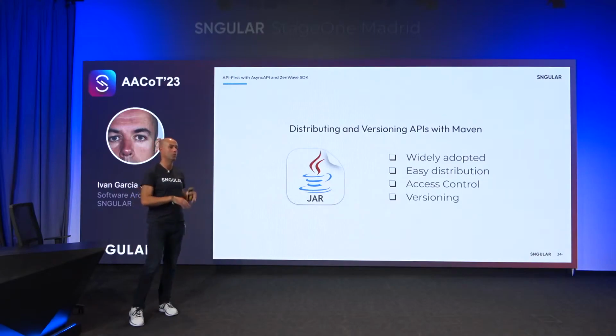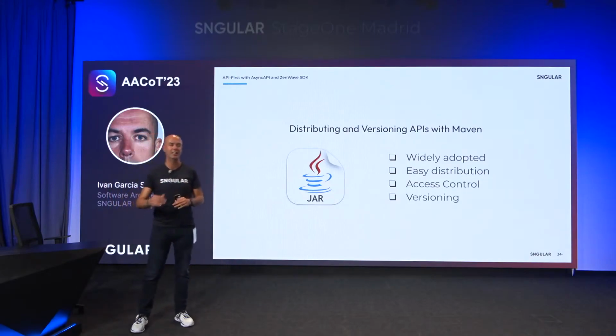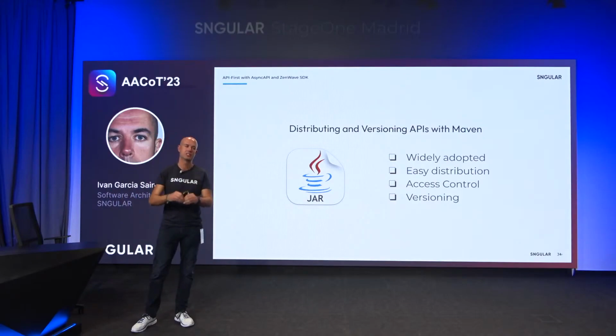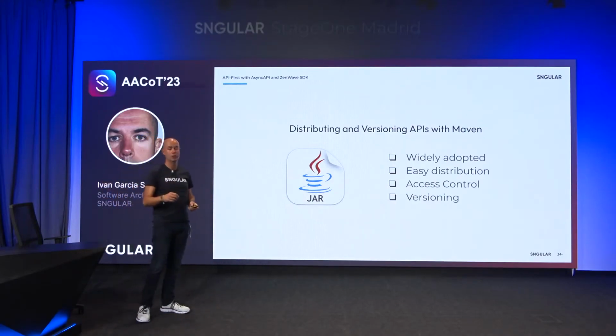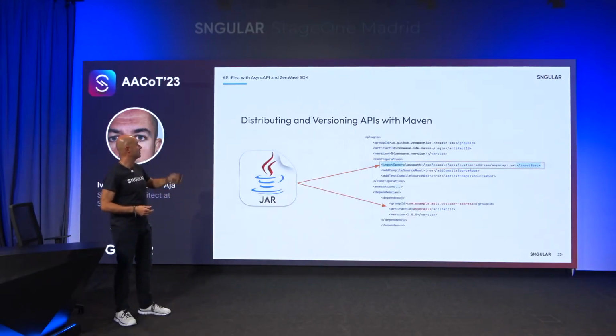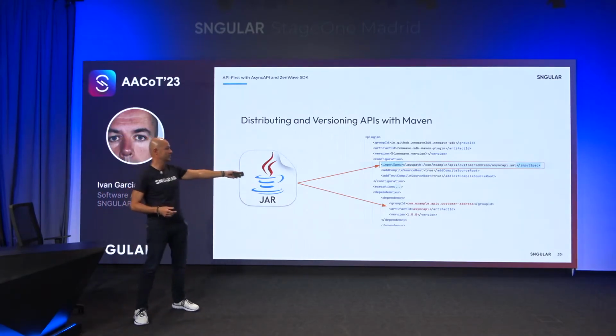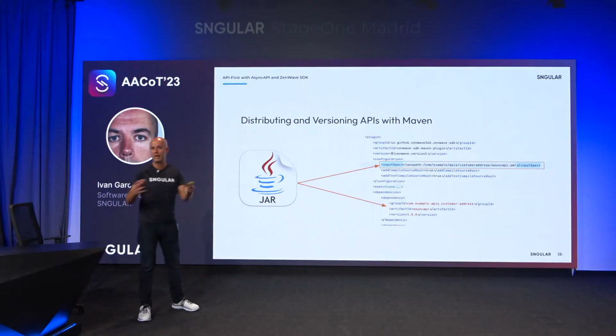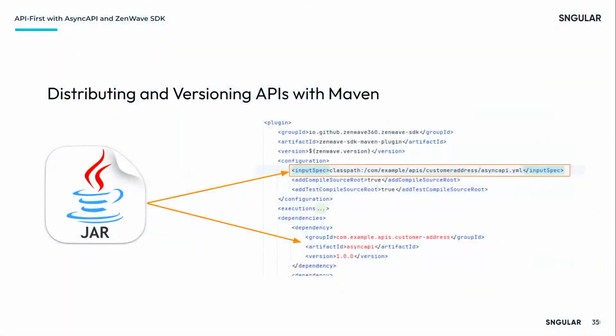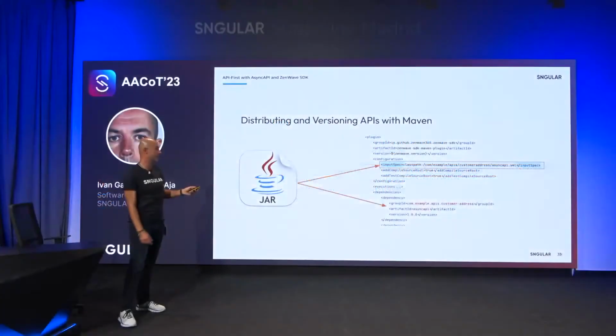Before, we packed everything in a jar, and in the pipeline of the project, we decompressed that jar in the target folder, and we used the file. But because that is a little bit cumbersome, we made it so that ZenWave SDK can already read from inside the classpath. So you just need to add your API that was packed in the pipeline inside a jar to the dependencies, and you can use the prefix classpath and the full path.